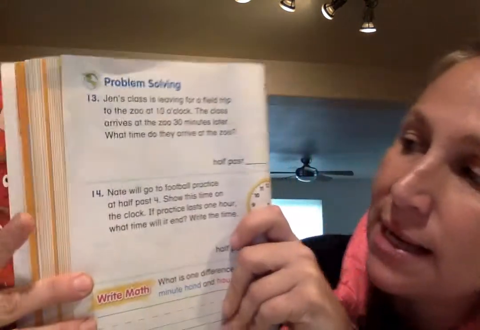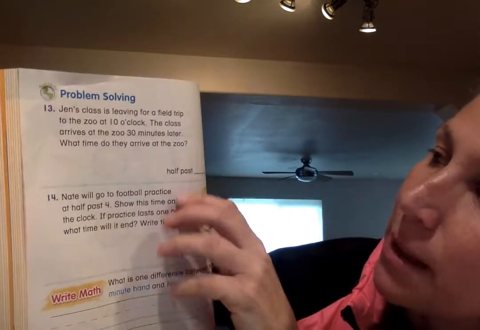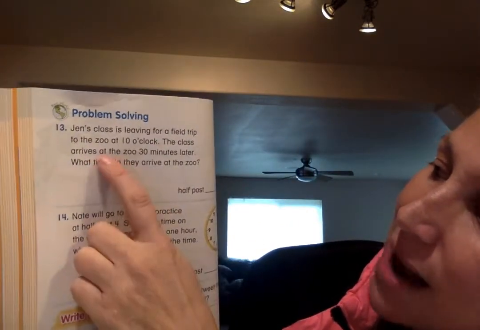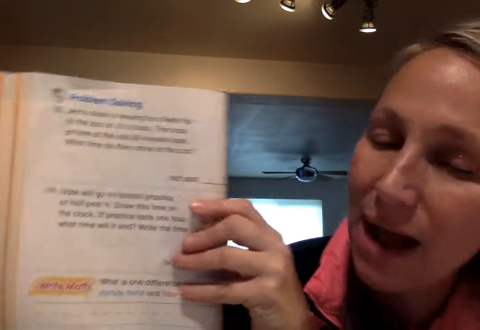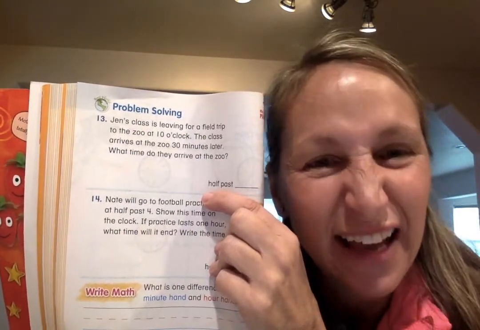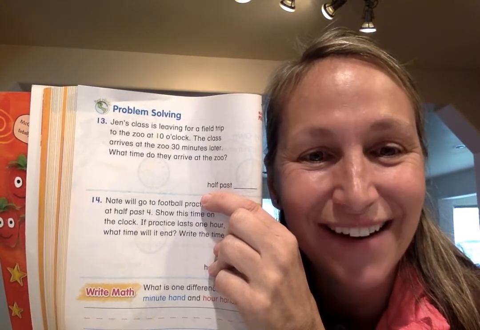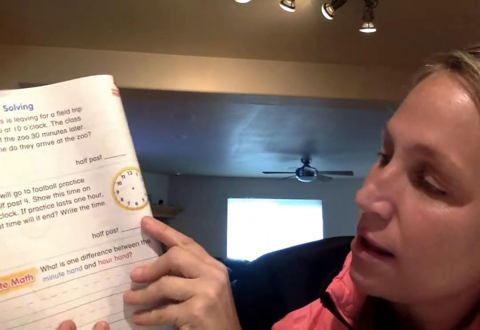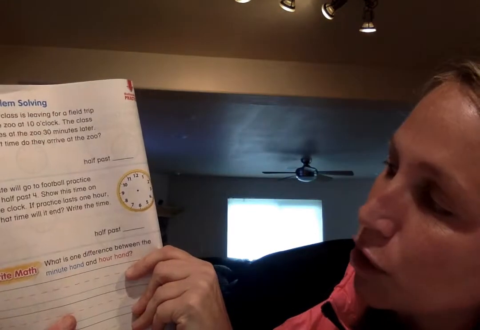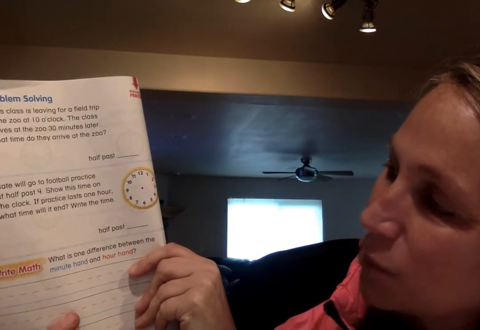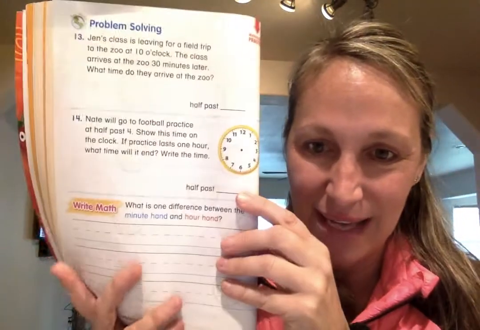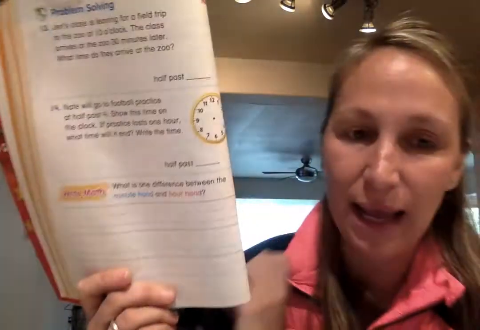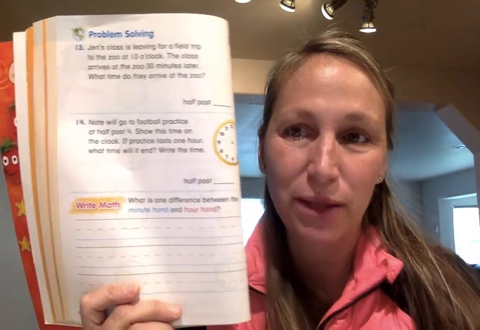Then when you get to the back here, there's some word problems. It says Jen's class is leaving for a field trip to the zoo at 10 o'clock. The class arrives at the zoo 30 minutes later. What time do they arrive at the zoo? Half past what? It's 10 o'clock, and then 30 minutes later, it's half past. Yes, good, half past 10. Nate will go to football practice at 4:30. Show this time on the clock. If practice lasts 1 hour, what time will it end? Write the time. And then last but not least, it says, what is one difference between the minute hand and the hour hand? So one difference between those two.